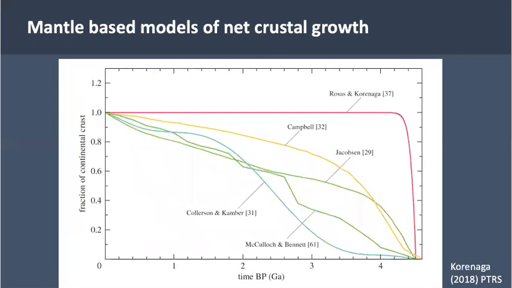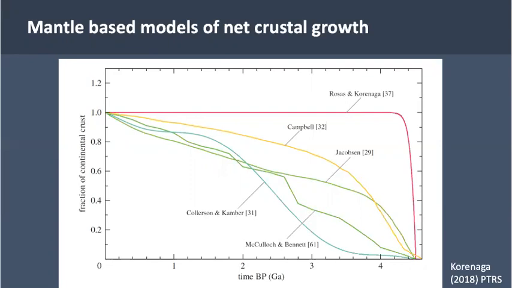The other end member are mantle-based models of net crustal growth. This basically estimates the history of net crustal growth by evaluating the depletion of Earth's mantle over time. And so here's that Rosas and Cornaga model we were just looking at for neodymium isotopes, because they were using the neodymium isotope record that tracks crustal compositions as a way of indicating how the depleted mantle has changed over time.